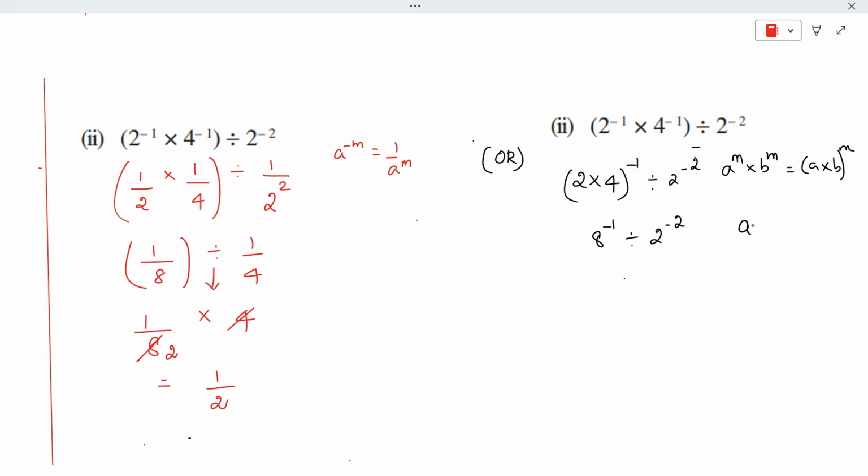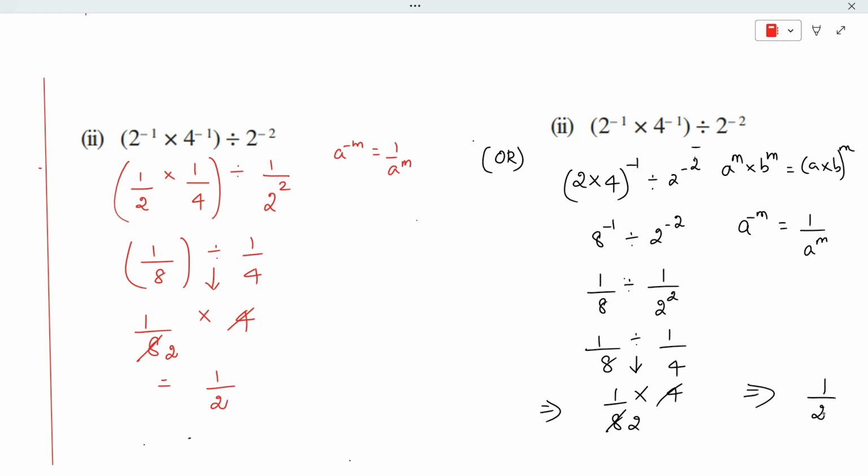Now I am going to use the law a power minus m is equal to 1 by a power m to further simplify. So 8 power minus 1 is 1 by 8, divided by 1 by 2 square. So I need to find the value. 2 square is written as 1 by 4. So this can be reciprocated. In order to do division of fractions, I have to change division to multiplication, and the next fraction will be reciprocated. So 4 times 2, and my answer is going to be 1 by 2. So any laws of exponents can be used to simplify.